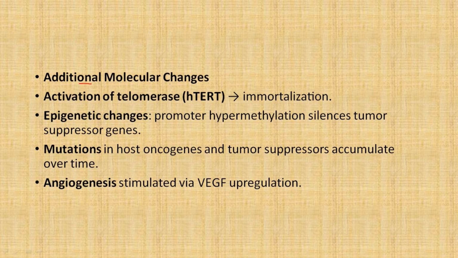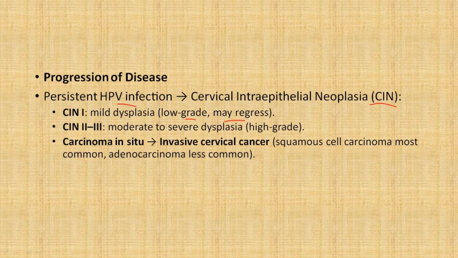Additional molecular changes also occur, such as activation of telomerase, which causes immortalization of cells. Epigenetic changes, such as promoter hypermethylation, which silences tumor suppressor genes. Mutations in host oncogenes and tumor suppressors accumulate over time. Angiogenesis is stimulated via VEGF upregulation. So here new blood vessels are formed, supplying blood to the highly proliferating cells. So the disease continues with its progression.